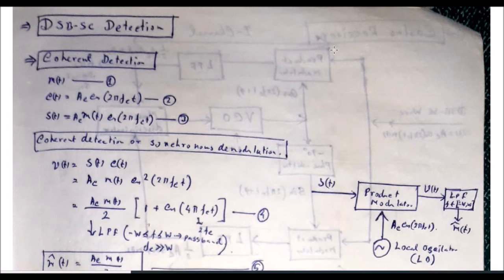That's why we cannot detect the DSBSC signal by means of a simple envelope detector, just like the AM detection technique. So you have to use some special technique here, that is called coherent detection. Coherent detection means in the receiver you must have the knowledge of the carrier signal.